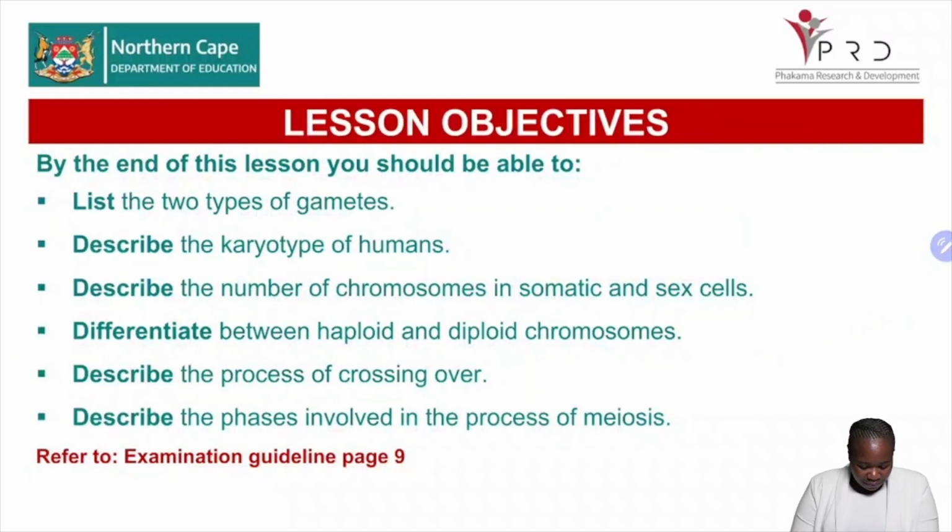Now, by the end of our lesson today, you should be able to list the two types of gametes, right? Those are our sex cells. You should also be able to describe the karyotype of humans, meaning that you should be able to differentiate between the karyotype of a male and a female human. You should also be able to describe the number of chromosomes in somatic and sex cells. So the difference between the number of chromosomes in these two cells. Next, you should be able to differentiate between haploid and diploid chromosomes, as well as to describe the process of crossing over. Remember, crossing over is very important during meiosis, so we are going to describe that.